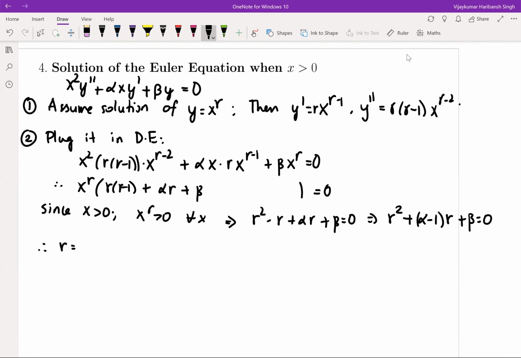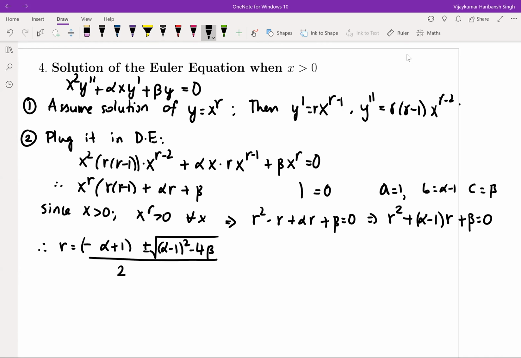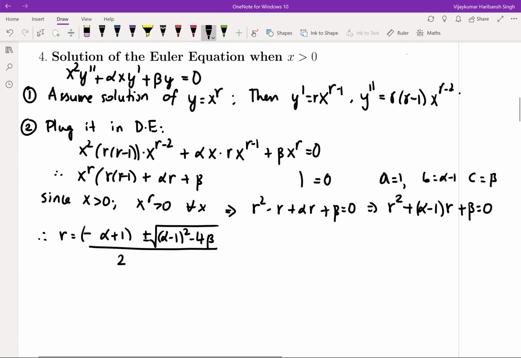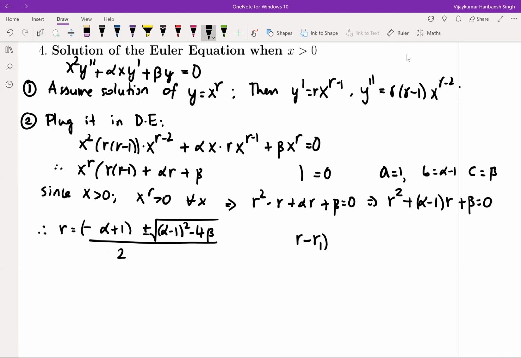Therefore r equals minus b plus or minus the square root. So this is your a is 1, b is alpha minus 1, and c is beta. So I'm using the quadratic formula. So I get r equals minus (alpha minus 1) plus or minus the square root of (alpha minus 1) squared minus 4 beta times 1, divided by 2. So this is your r. We have the solution splits like r minus r1, r minus r2 equals 0, right?